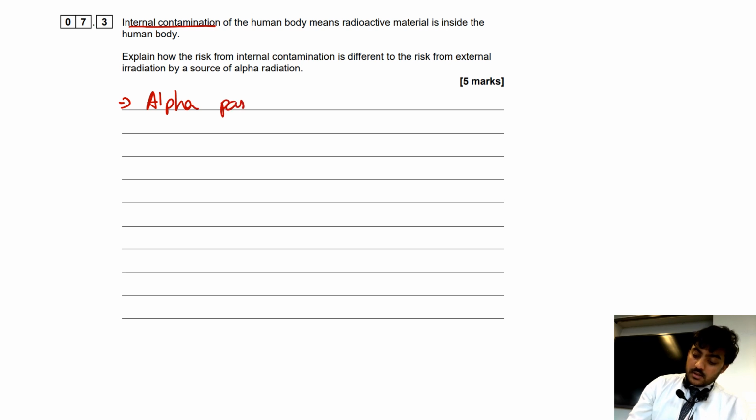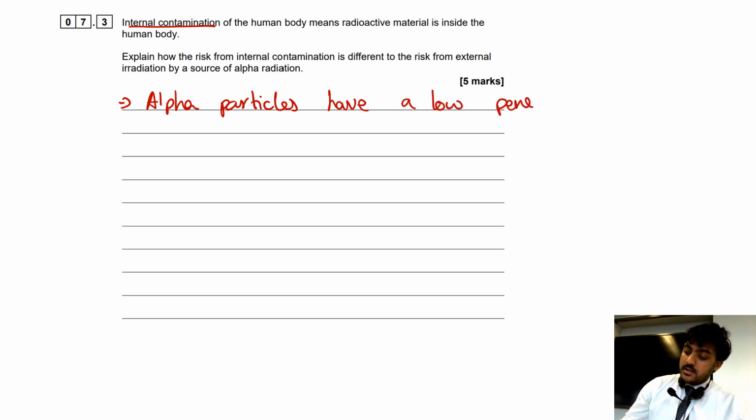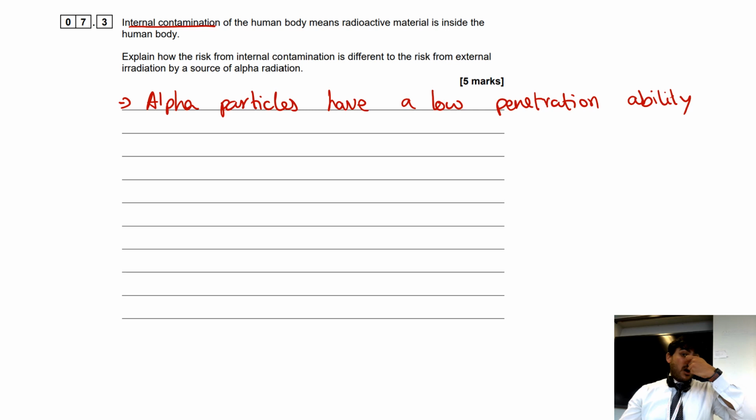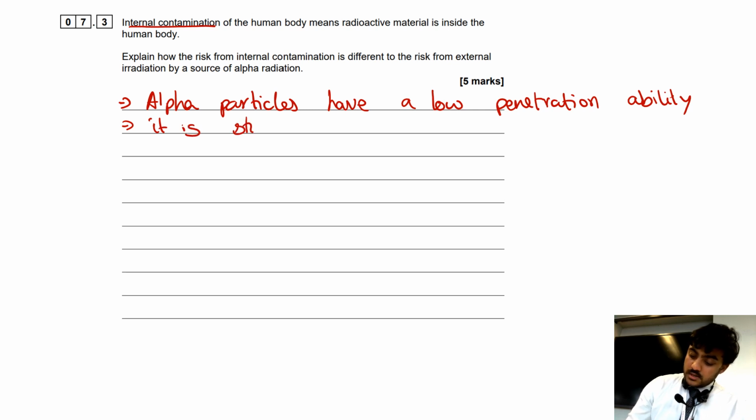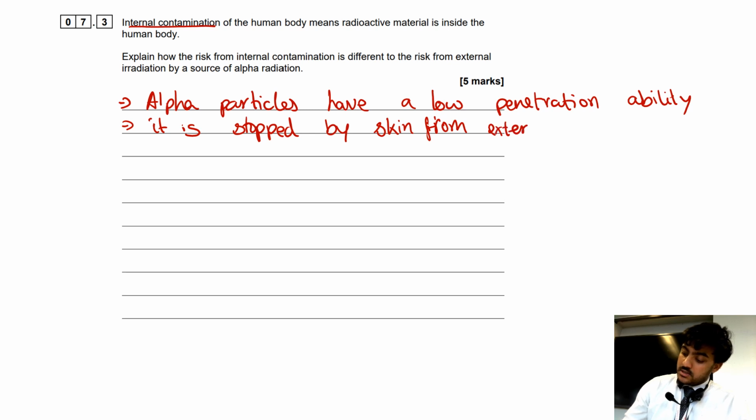Alpha particles have a low penetration ability. Yeah, that's how it's spelled. It can't get past skin. So what I'm going to write is it is stopped by skin from external radiation.